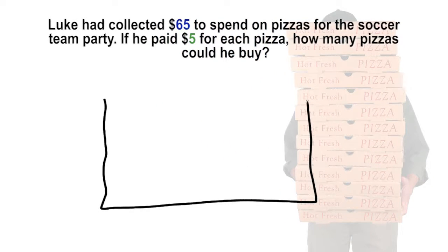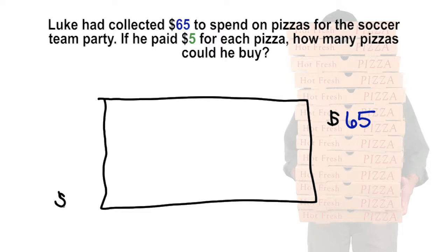Put the total or dividend of 65 on the right, and the divisor of $5 each on the left of the array. We are working with a two-digit dividend, so first try to come up with sets of 10 to give each group. Notice that we can use 10 as a factor because 5 times 10 is 50, and 50 is less than 65. This model shows 10 as a partial quotient in the division. Next, subtract 50 from 65, and there is still $15 left.